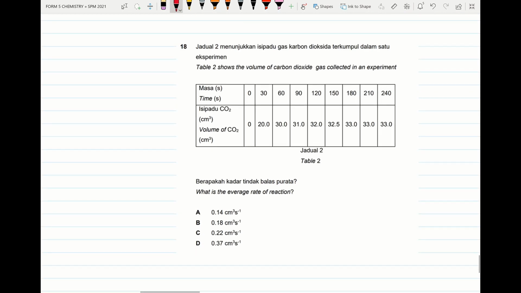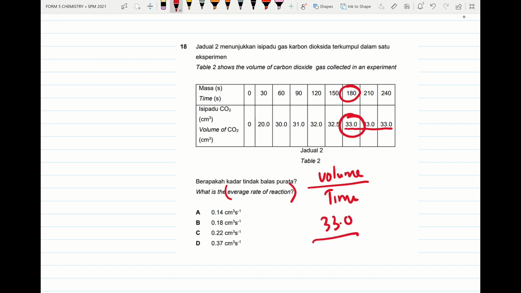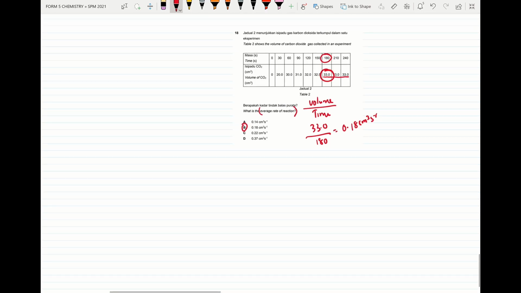All right, look at the last question. Calculate the average rate of reaction of this reaction when the volume becomes constant here. We take the maximum volume collected and divide by the maximum time. The maximum volume is 33.0, divided by the time, which is 180. So we try to find the answer. The answer will be 0.18 cm³ per second, which is B. All right, so these are the questions.